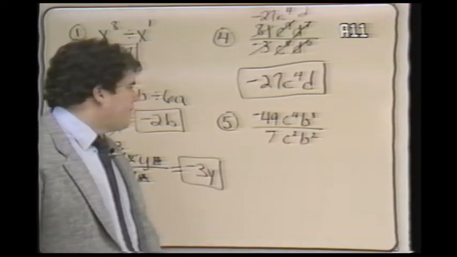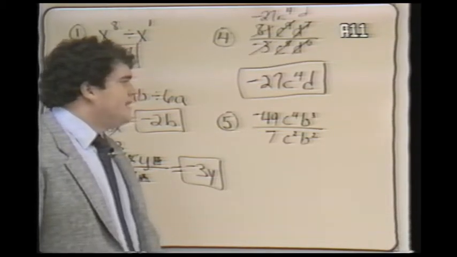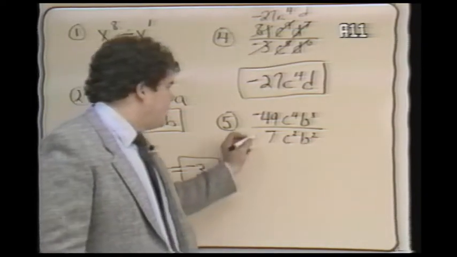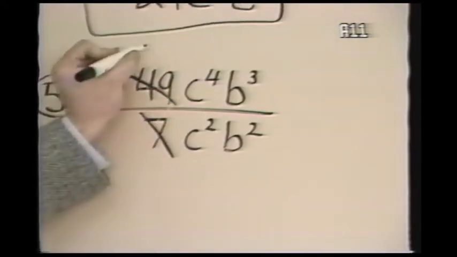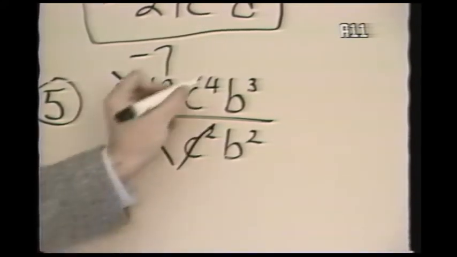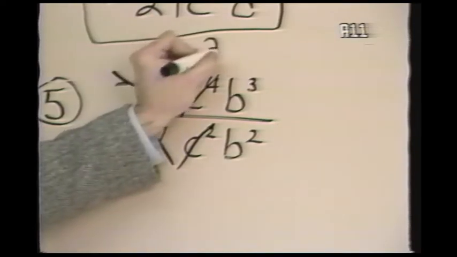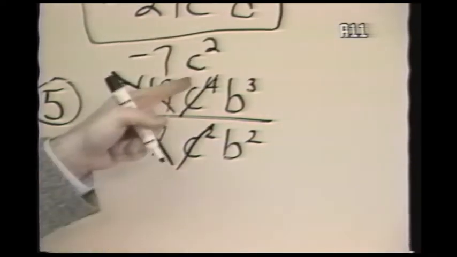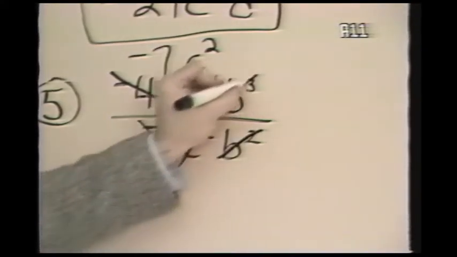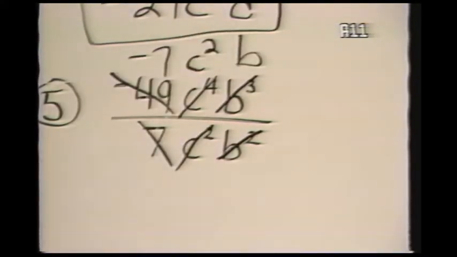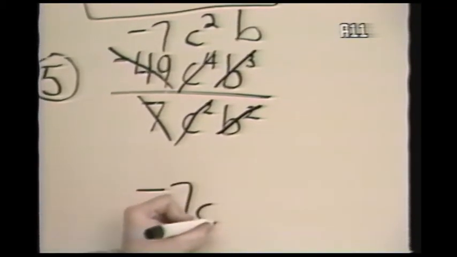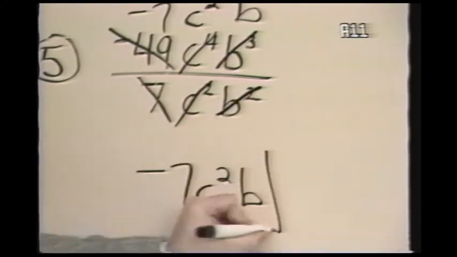Finally, problem number 5. Negative 49 c to the 4th b cubed over 7 c squared b squared. The 7 goes into negative 49 negative 7 times. c squared goes into c to the 4th, leaving c squared, since 4 minus 2 is 2. And b cubed over b squared leaves a b, or b to the first, on top. My answer: negative 7 c squared b.